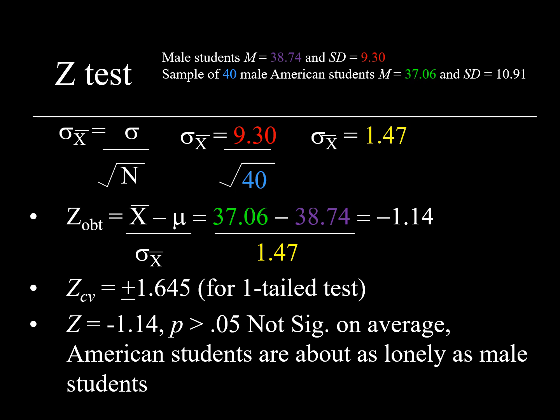So we get a z of negative 1.14. That's what we actually get when we take the mean of our sample, minus the mean of our population, and divide by, again, that sigma of our mean. So in this case, it is not significant. On average, American students are about as lonely as male students. In other words, we have to reject our hypothesis.